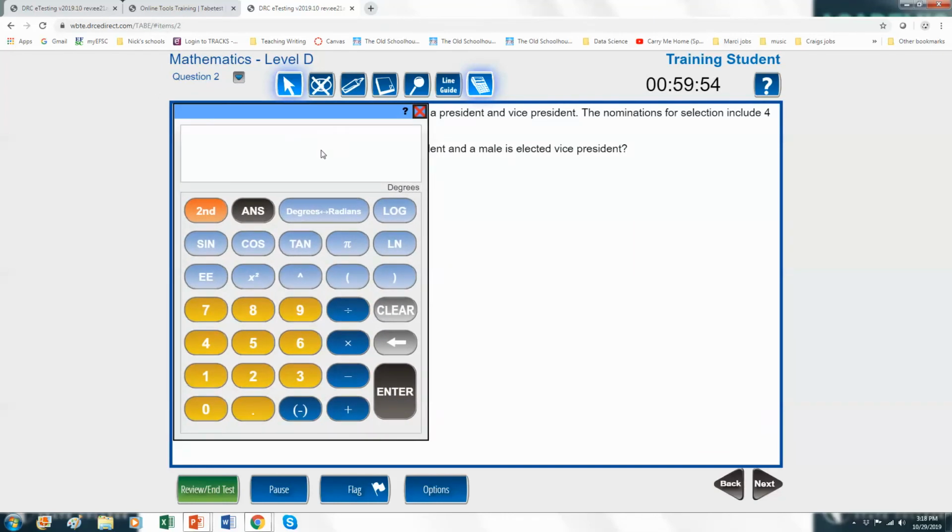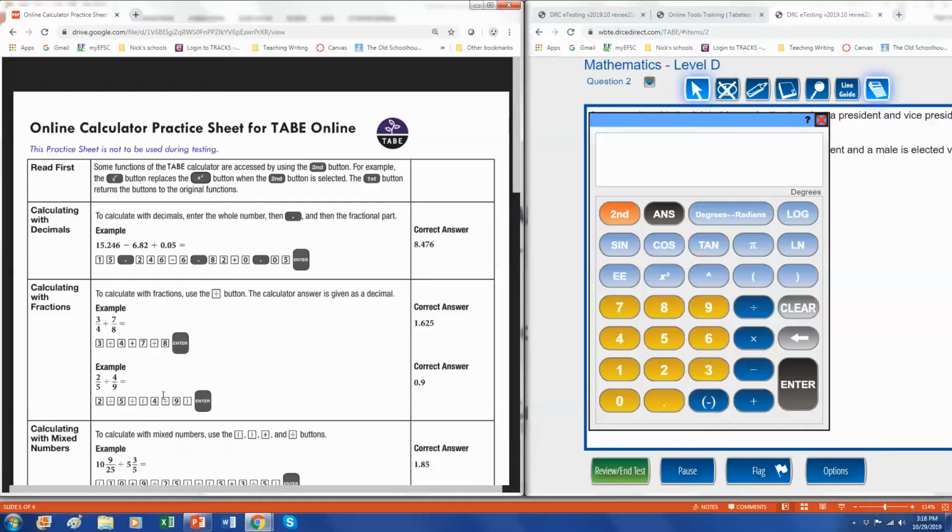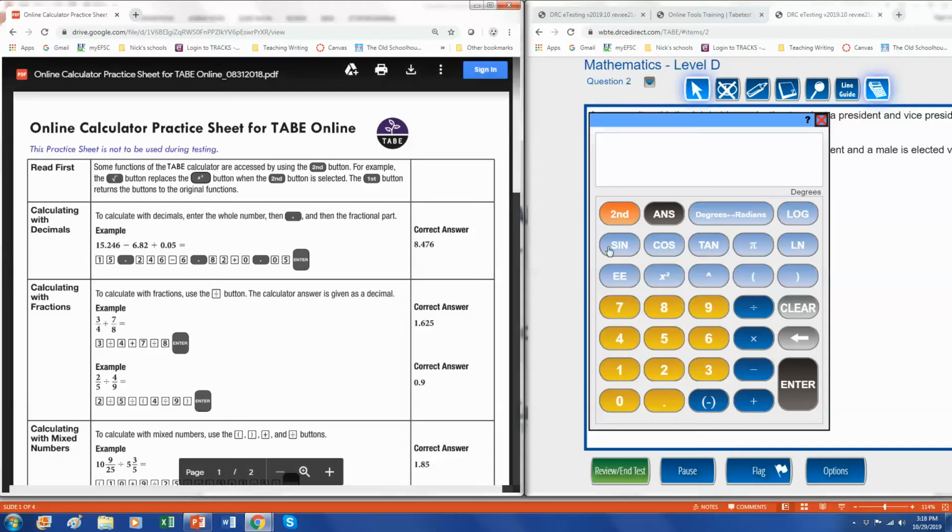All right, so now that we have the calculator pulled up, I'm going to pull up some practice problems, and then we're going to look at how to use this calculator. Before we start, I just want to mention that over here we have our calculator. As you'll see, there's sine, cosine, tangent. There's x squared, which is our squared function. There's our logarithms, our natural logs, our parentheses, our pi.